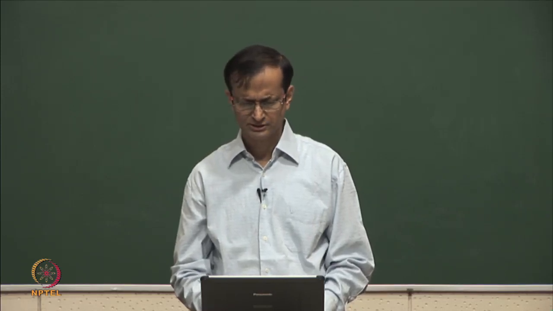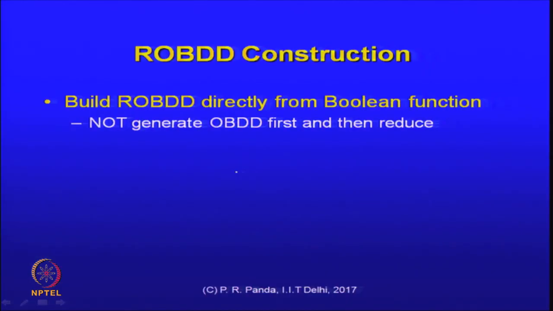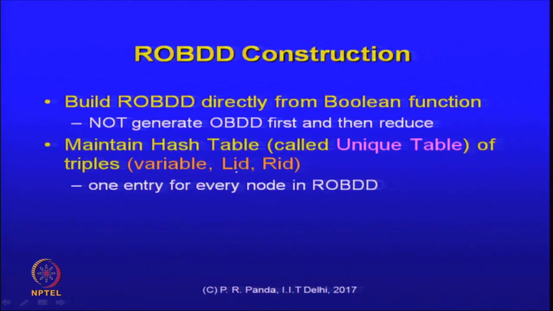Okay, so let us look at the construction of that ROBDD itself. We would like to build it directly from the Boolean function. Given a Boolean function, we would like to construct the ROBDD directly, not necessarily first generate an OBDD and then do the reduction process, but the principle that we looked at for reduction is the same as what we will use in the construction.